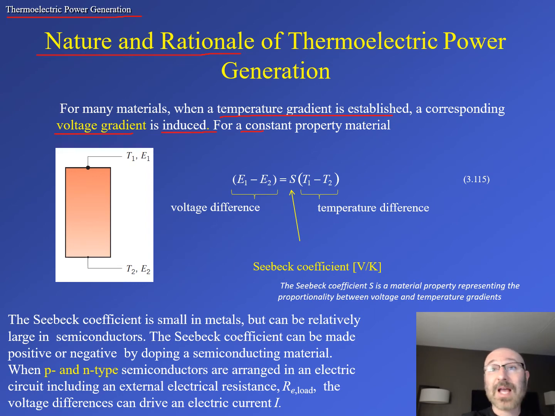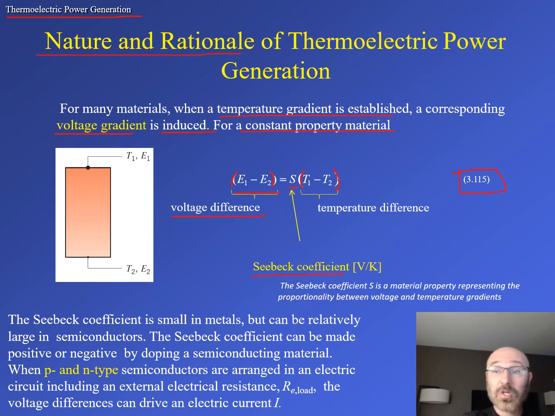So this is for a constant property material, and leads us to equation 3.115 in our textbook. On the left-hand side of this equation, we have our voltage difference, E1 minus E2. This is equal to our temperature difference, T1 minus T2, times this coefficient, which is the Seebeck coefficient.